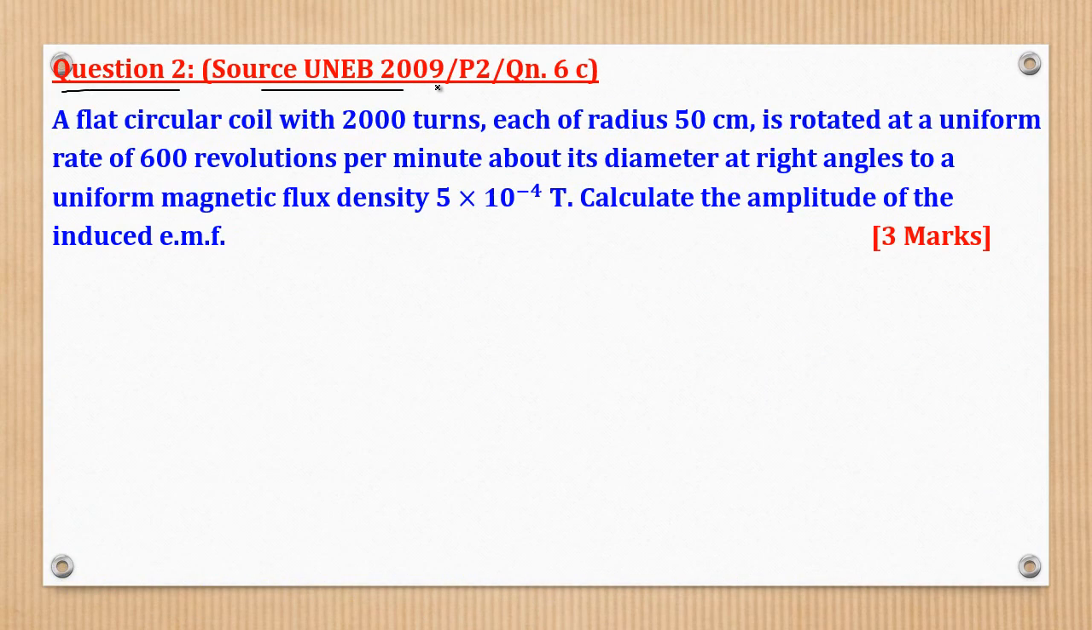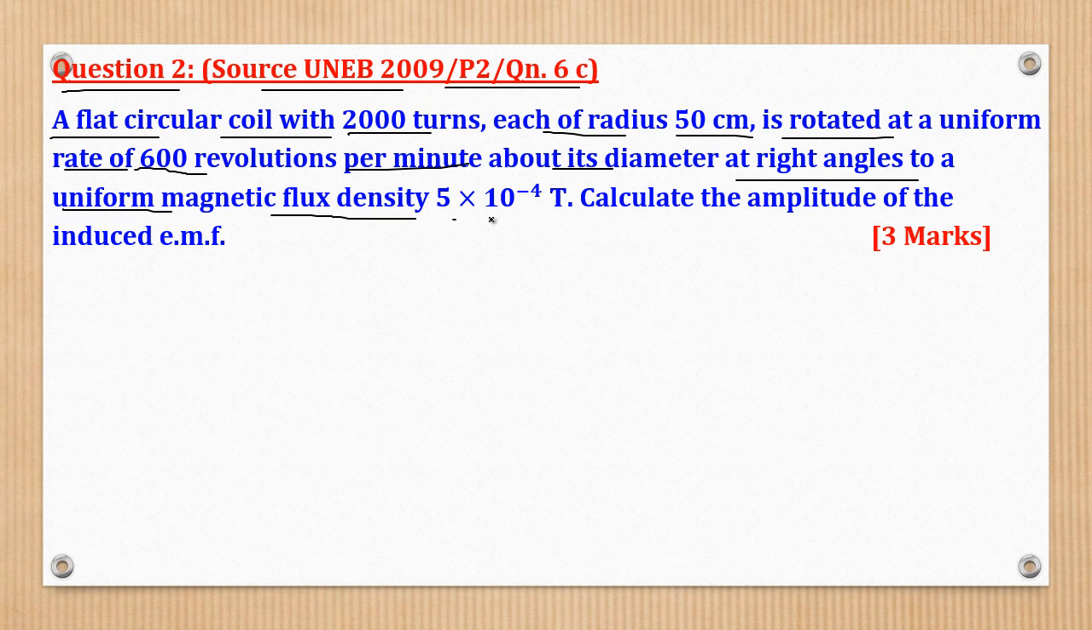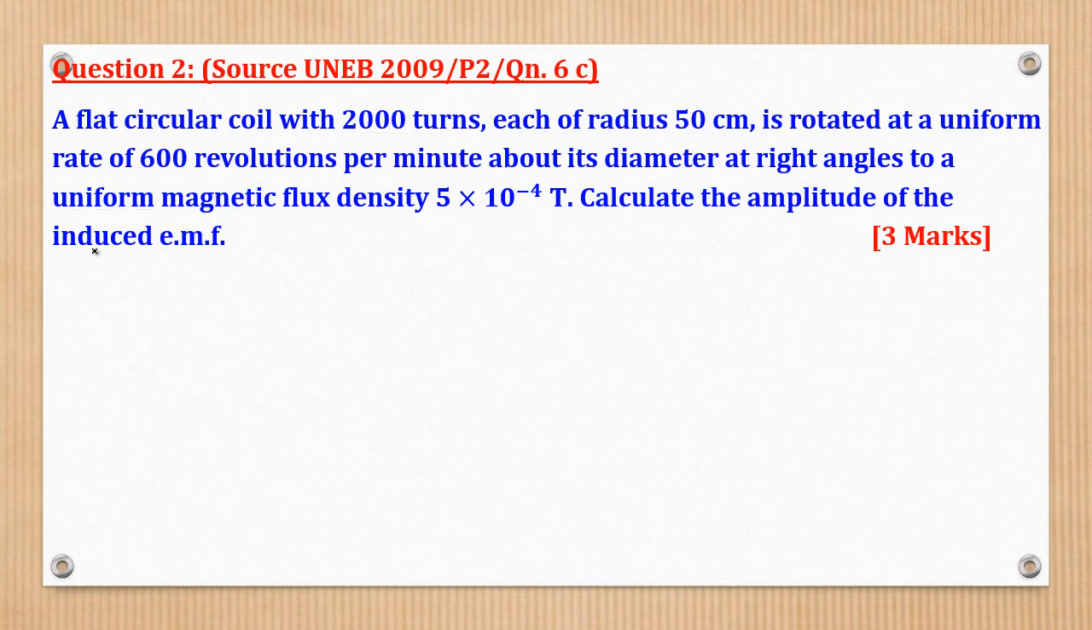Then question 2 came from UACE 2009 paper 2 question 6 and says a flat circular coil of 2000 turns, each of radius 50 centimeters, is rotated at a uniform rate of 600 revolutions per minute about its diameter at right angles to a uniform magnetic field, magnetic flux density 5 × 10^-4 Tesla. Calculate the amplitude of the induced EMF.